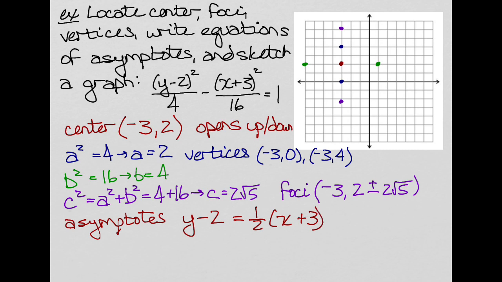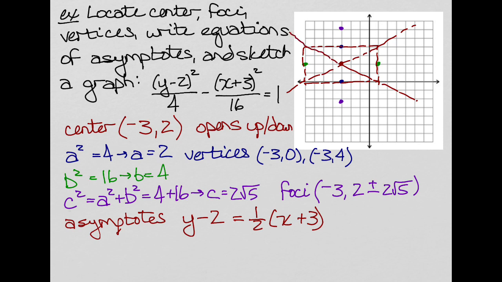At this point, I think we've located all the important stuff. We just need to finish up the graph, so I'm going to draw my rectangle going through the vertices and through the conjugate axis points. I'm going to draw my asymptotes going through the center and through the corners of that rectangle.